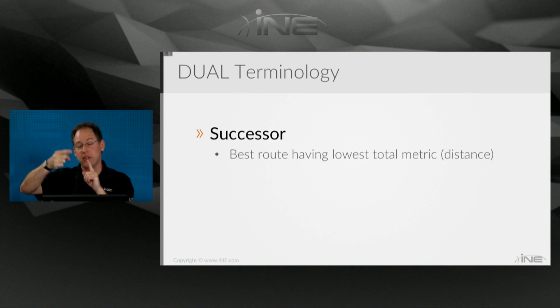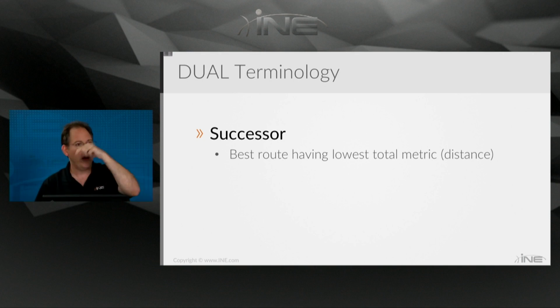Now, if somebody else advertises the 90 network to you and our paths are both the same, and you say, okay, there's nothing different here, I'm going to put both of them into the routing table, then you have two successors. So you could have more than one successor. The successor is whatever neighbor you're using to put into the routing table, the best route that you're using, the best neighbor that you're using to get to a particular prefix.